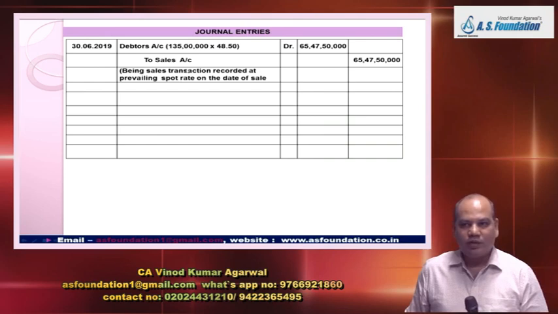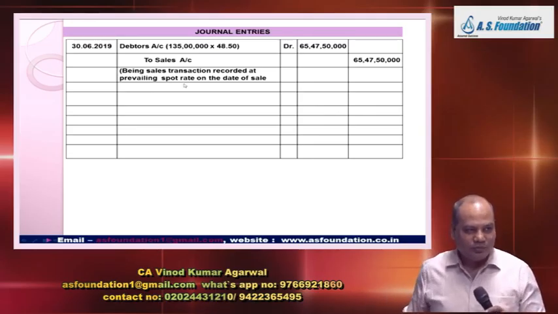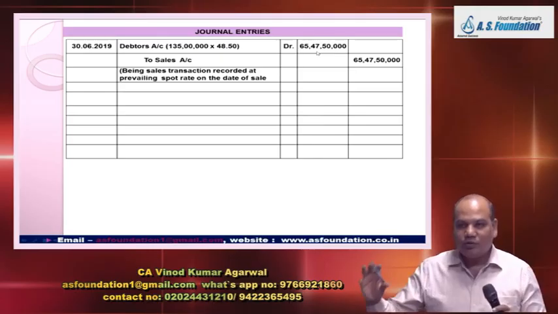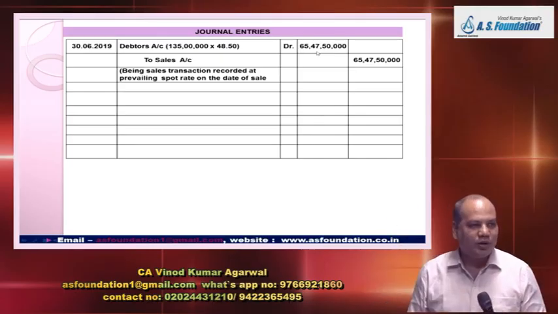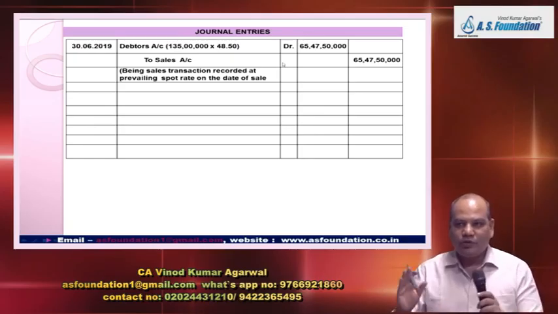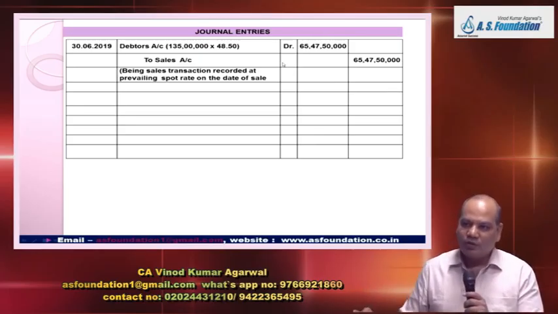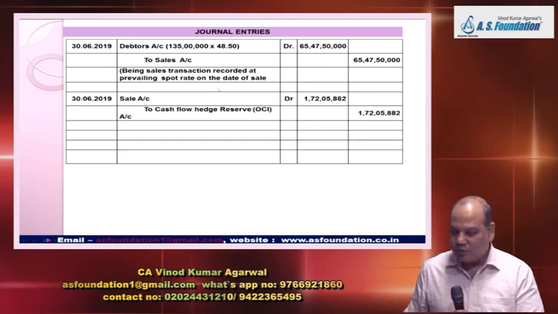IAS 21: a foreign currency transaction should be recorded at spot rate. Two standards are right now working together. This entry's origination is IAS 21, that is, effect of change in foreign exchange rate. A transaction in foreign currency is converted into functional currency at the spot rate on the date of transaction. That is what we have done.